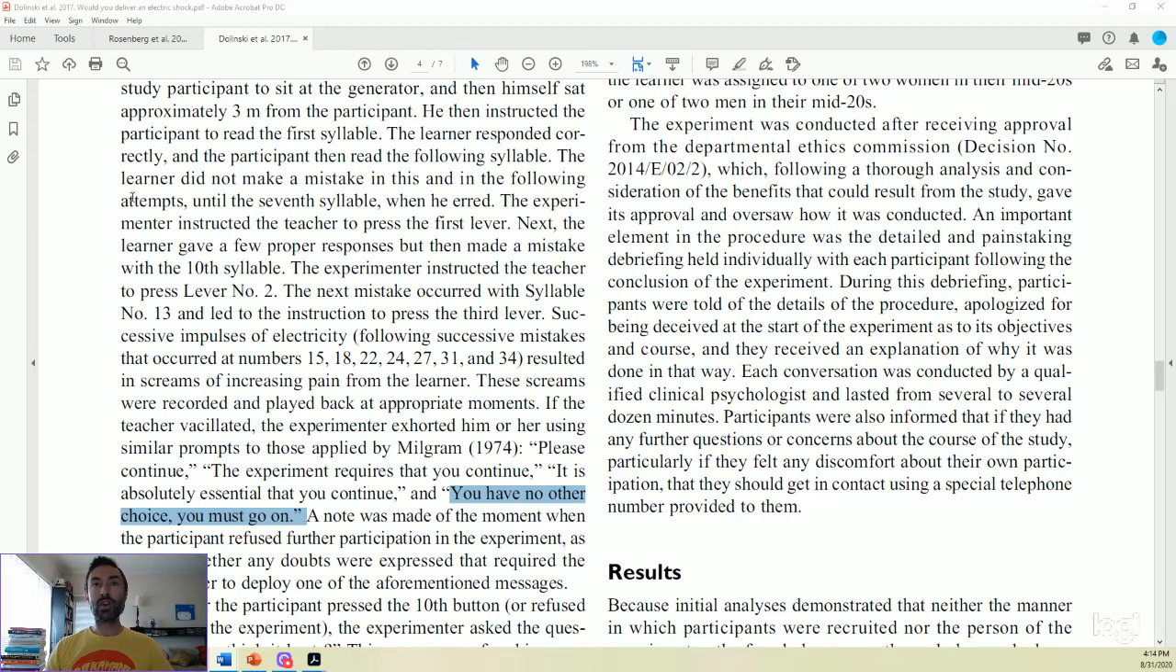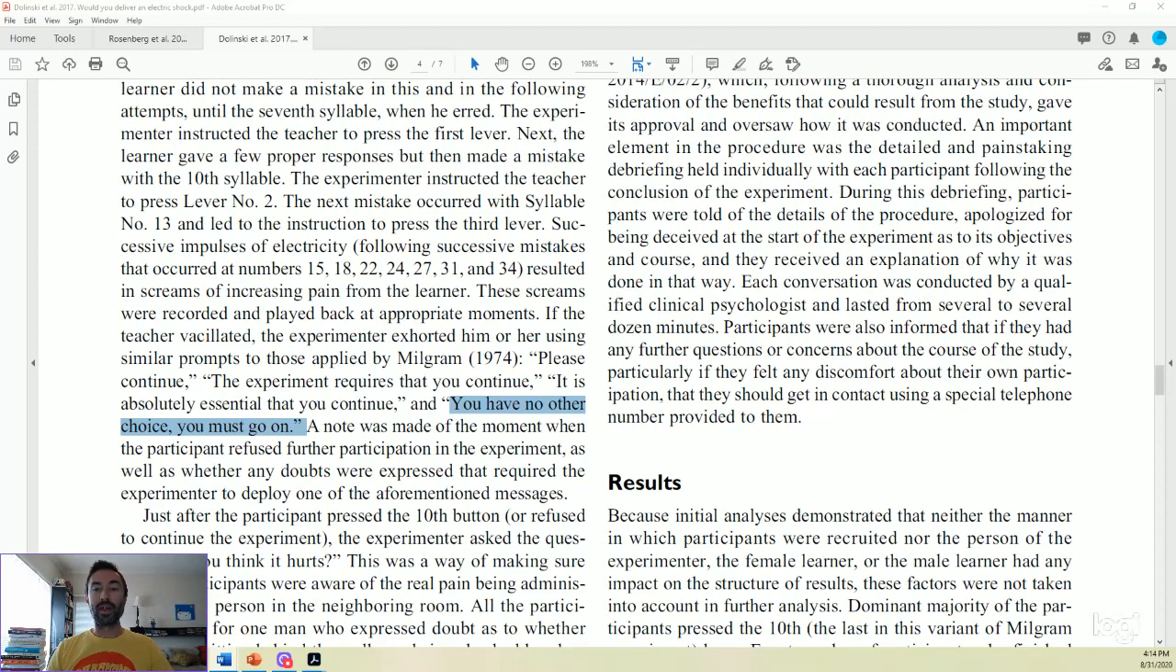The authors note at the end of this paragraph that they collected key data when the participant refused further participation in the experiment, or when their doubts over the harm they were inflicting on the learner required the authority figure to tell them to keep going. These are dependent variables. The participant's ability to resist authority is operationalized as their willingness to continue shocking someone. That depends upon the changes in the independent or control variables. So a key question to ask when reading a method section is, what are the key variables? That is, what are the researchers measuring?